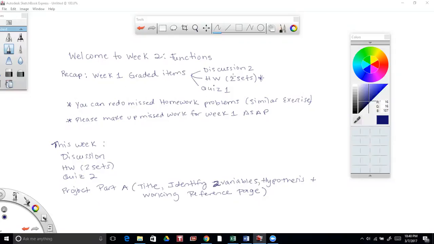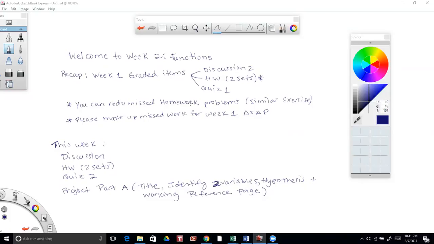Your homework for week one, you had 2 homework sets that dealt with graphs and systems of equations. And then you had quiz 1 on the graphing and systems of equations. Basically, week 1 was like a review of your college algebra class. So if you have any questions, please let me know.